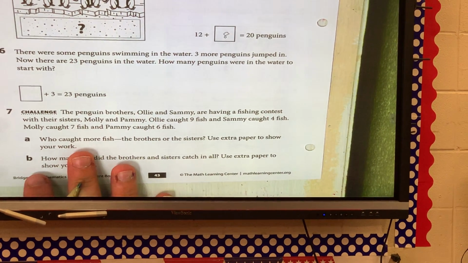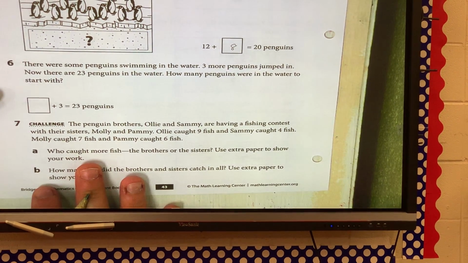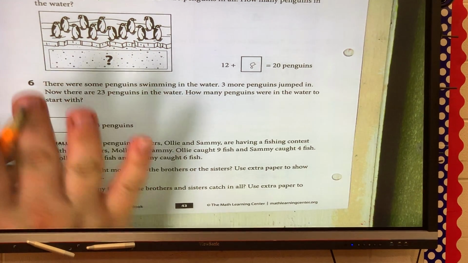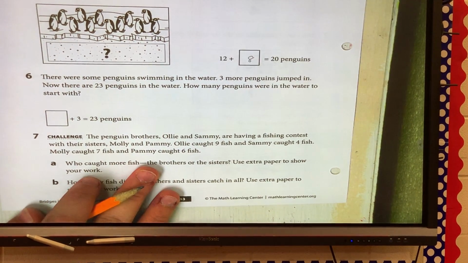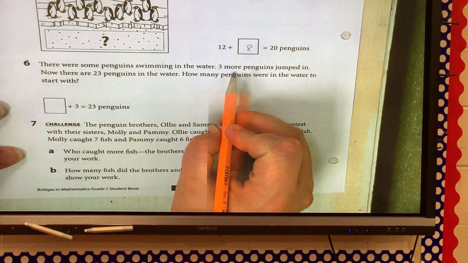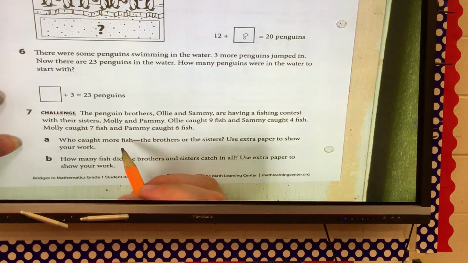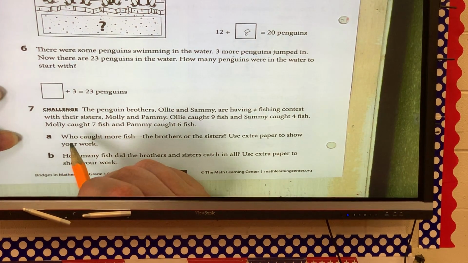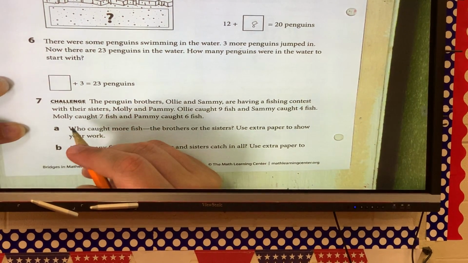Should I do the challenge? Yeah, okay. Good. There are some penguins swimming in the water. Notice this one doesn't have a picture, guys. Oh yeah, this is easy. 3 more penguins jumped in. So now there's 23 in the water. How many penguins were in the water to start with?